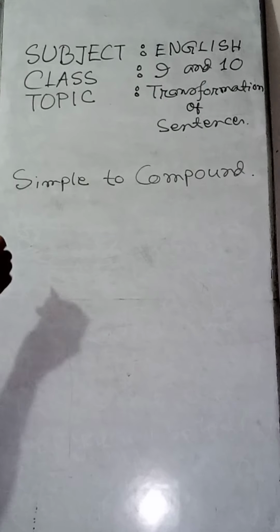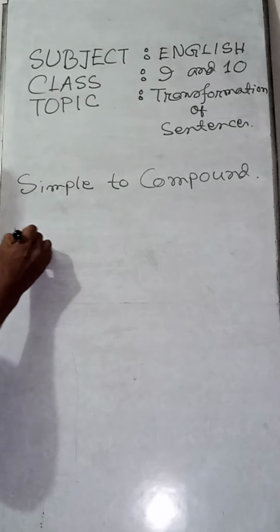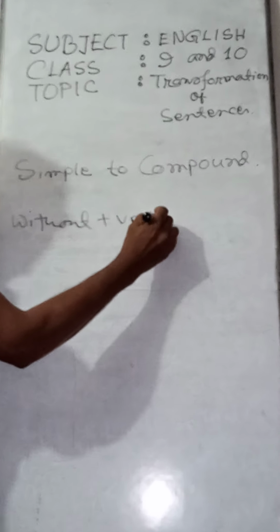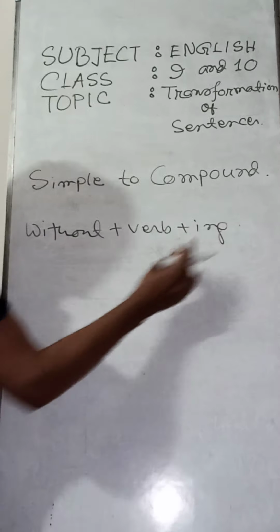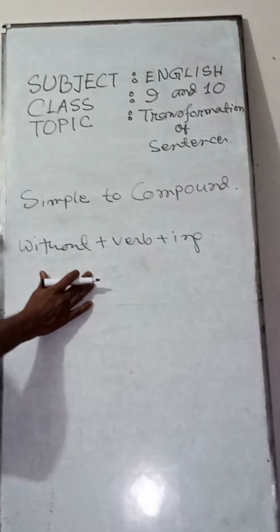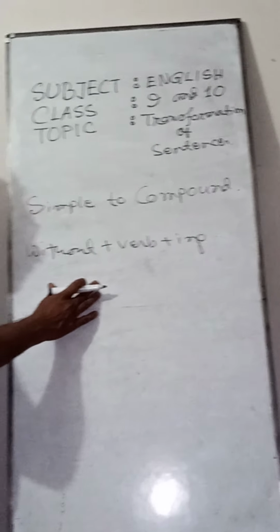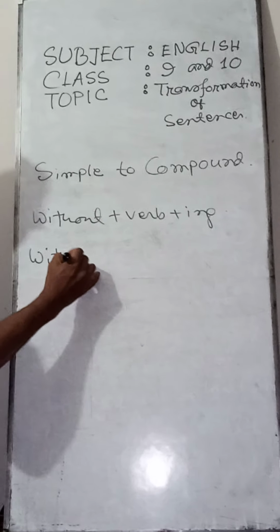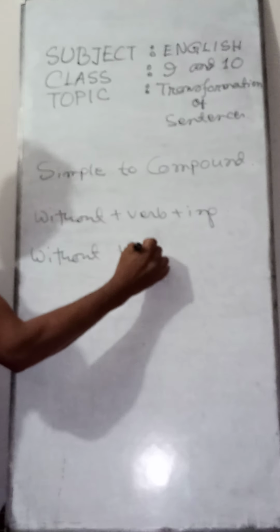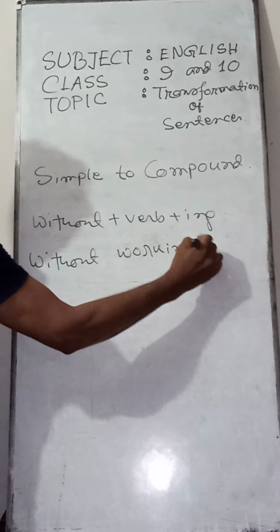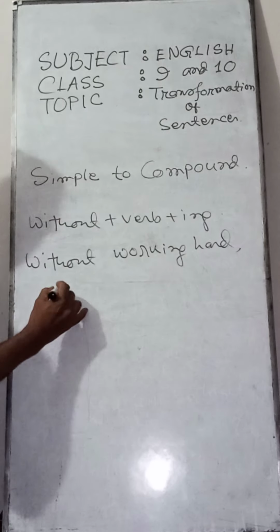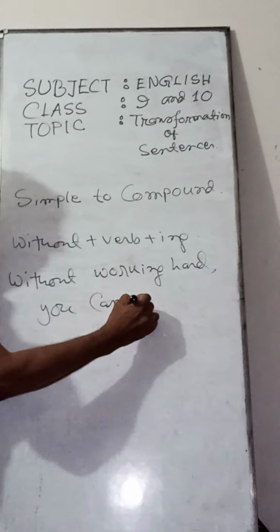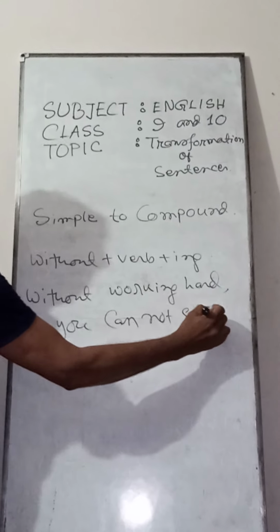Now I'm going to discuss another rule from simple to compound: 'without' plus verb plus ing. This is also a structure of a simple sentence. For an example, 'Without working hard, you cannot succeed.'